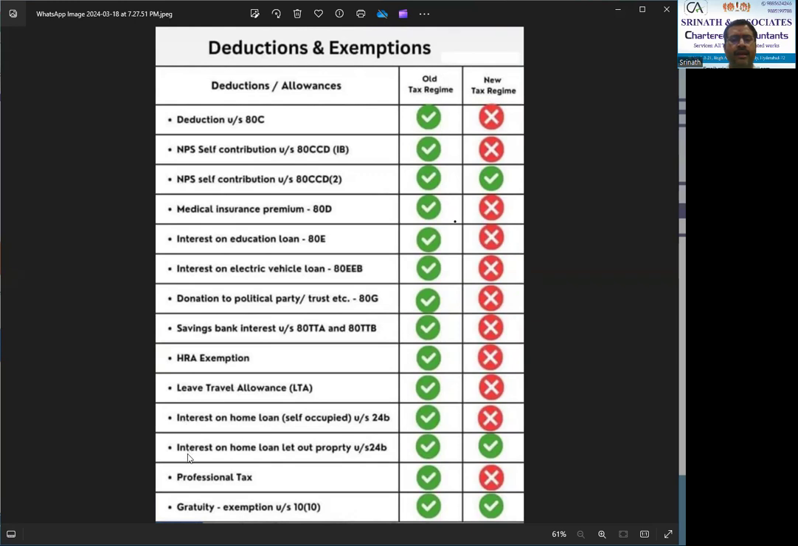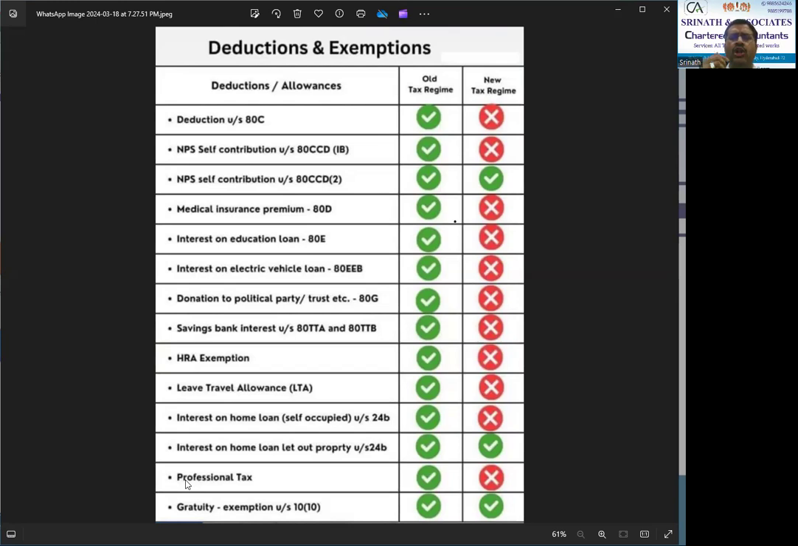Then comes your professional tax. Professional tax is allowed as a deduction under section 16 subsection 3. Once again, it is for salaried employees. It will be allowed as a deduction only under the old scheme, not under the new scheme. Then comes the exemption under section 10 subsection 10, that is talking about gratuity. It will be allowed under both the old as well as the new scheme.